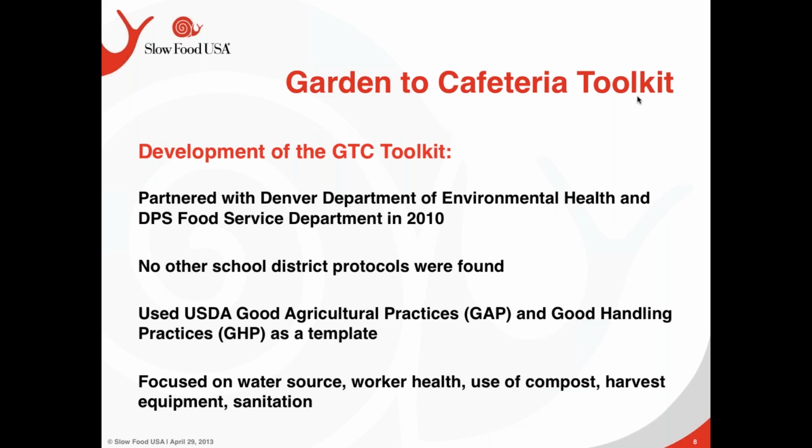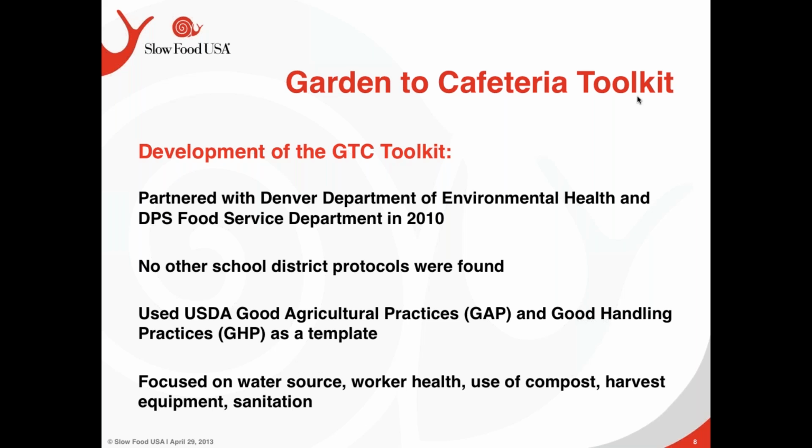All right. Well, good afternoon, everyone. My name is Andrew Nowak. I am the manager of the National School Garden Program for Slow Food USA. And based here in Denver, Colorado, I've been working with school gardens with Denver Public Schools and other Front Range school districts for the past 17 years.